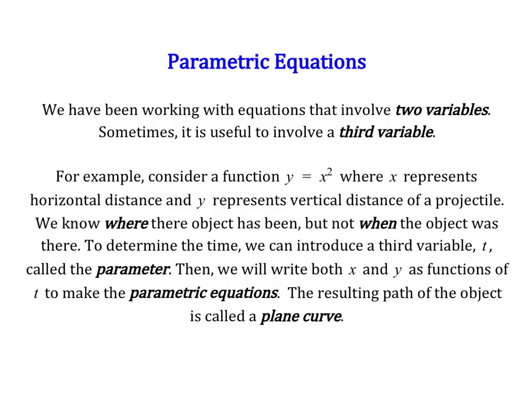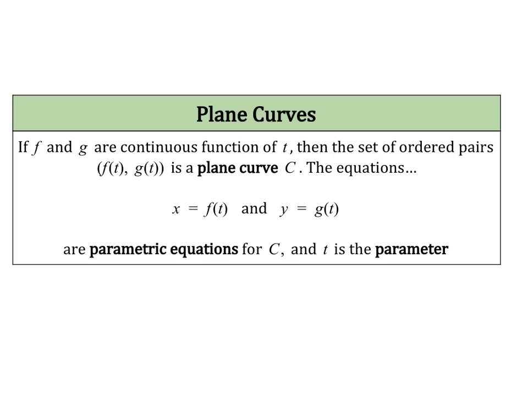So imagine a scenario where you have a quadratic equation that represents horizontal and vertical movement of a projectile. It's sometimes very useful to know just the horizontal and just the vertical, but sometimes it would also be nice to know when the object is at each location. So in that case, it'd be really nice if we could write everything in terms of time. That third variable that we're going to introduce is called the parameter. Once again, we're going to write x and y as functions of our parameter, and this is going to give us a graph that we call a plane curve.